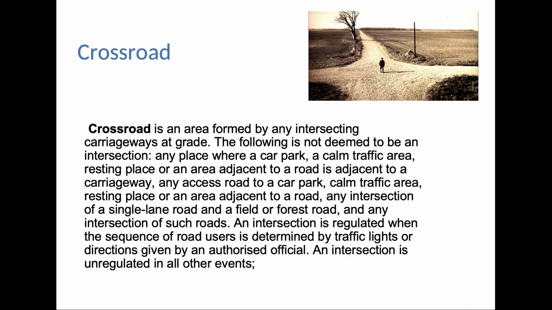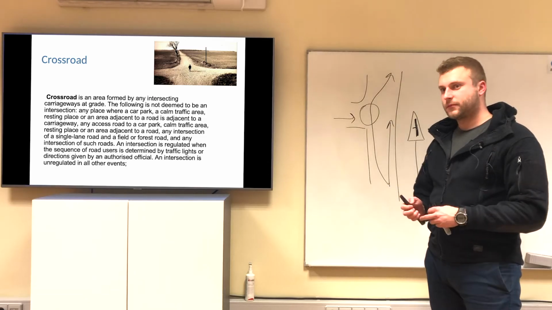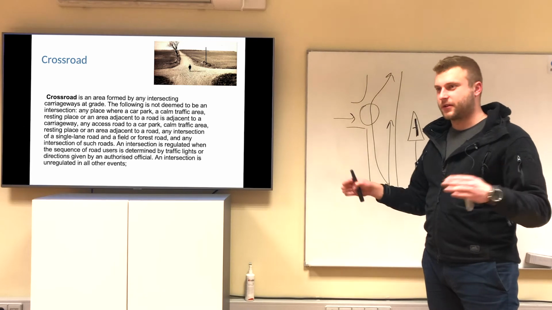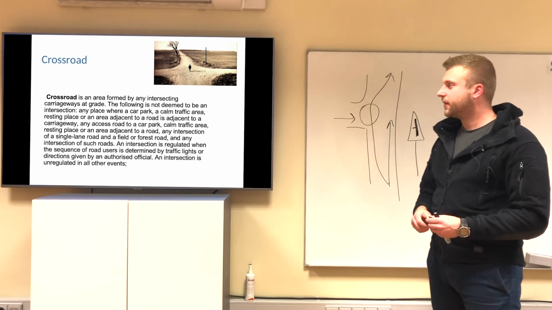So crossroad. Crossroad is an area formed by any intersecting carriageways at grade. At grade means at one level. So we don't have any bridges or viaducts and this kind of stuff.